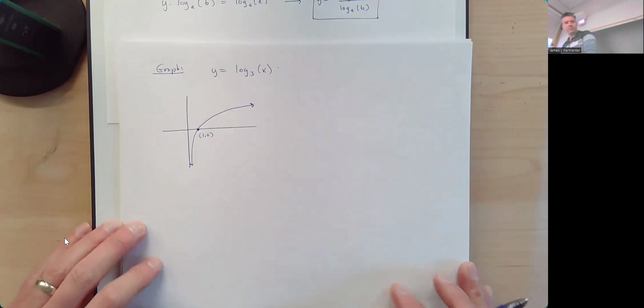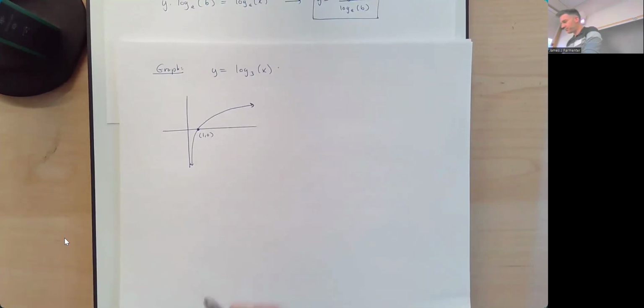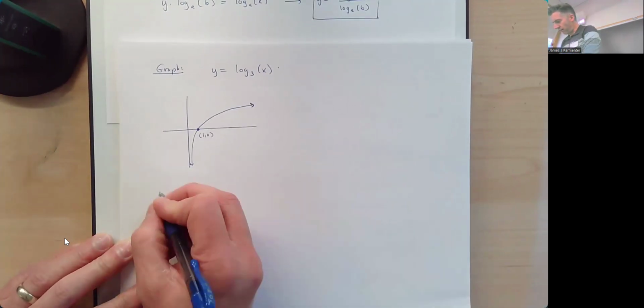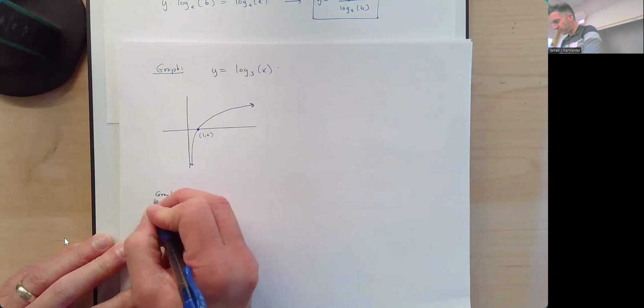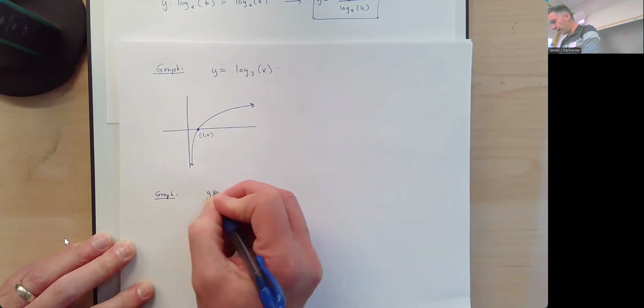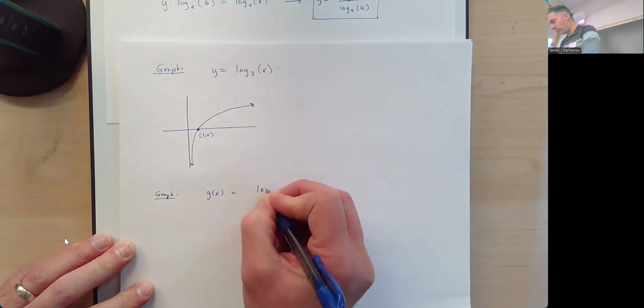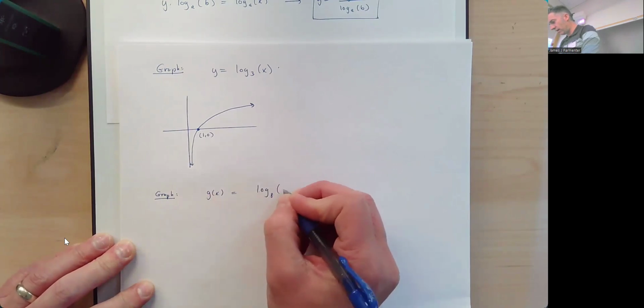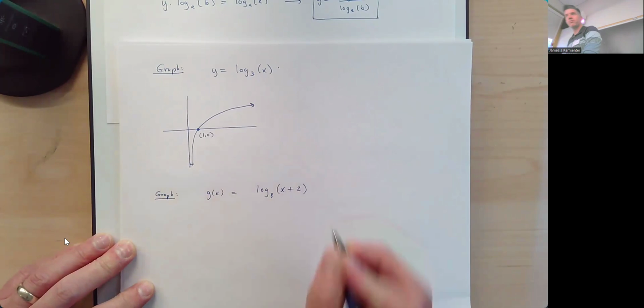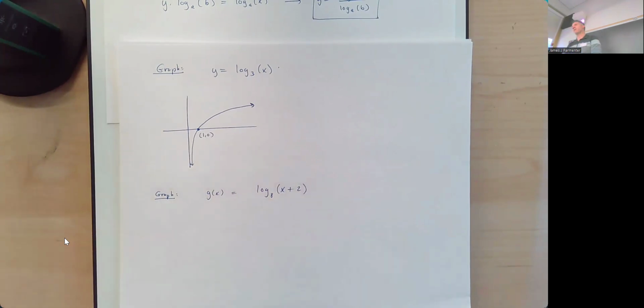Let's graph a couple more. Let's graph g of x equal to log base 8 of x plus 2. All right, which way are we shifting?